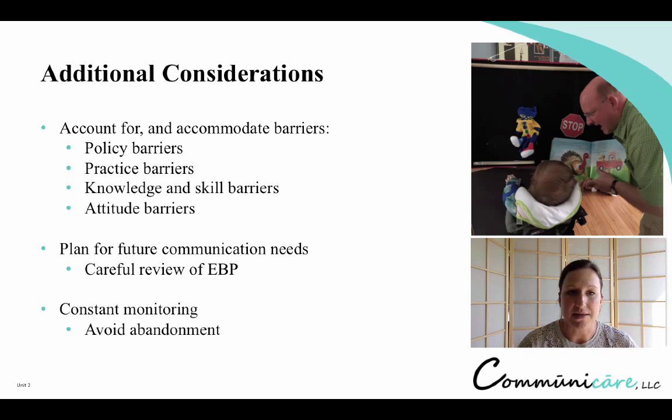Additional considerations are, what are some policy barriers? Thinking about healthcare, is an individual's insurance going to cover some of that, or the cost of a dedicated communication system or one that isn't? Are there any practice barriers? What about knowledge and skills of communication partners within the environment? What about the attitude? Is this something that the family wants, the school wants, team members want? And how do we account for those different things?